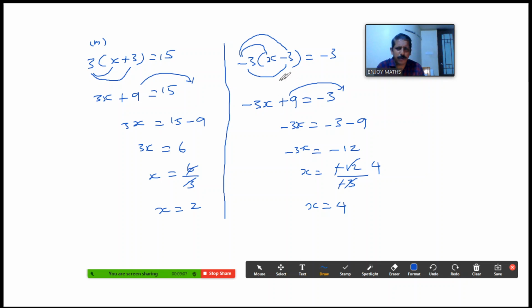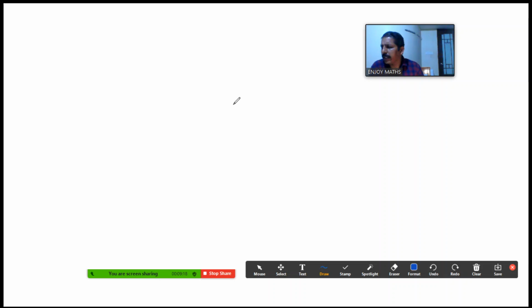See, this is a very important case. Minus 3 into x, minus 3x. That doesn't change. It is as it is. That's the difference between those two. Then I'll give another situation.